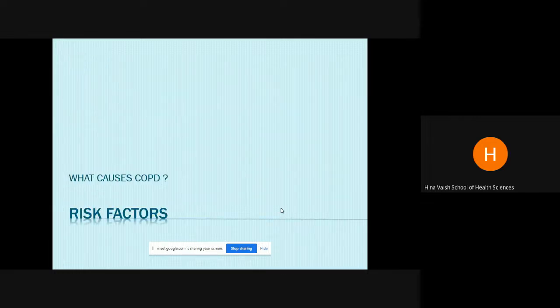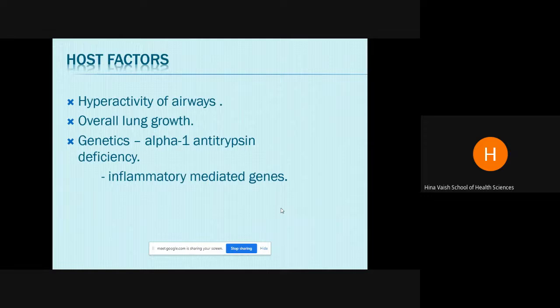Now, as I said that it is preventable. So if you know the risk factors, then to a certain degree you can prevent this disease or you can deal with it. Now, there are two kinds of factors. They are the host factors. Host factors means the factors which are within the person in whom the disease is happening, like the hyperactivity of the airways, then the overall lung growth. Then, as I said, it is composed of two components, bronchitis and emphysema. So, genetics play an important role, especially in case of emphysema, where there is a deficiency of alpha-1 antitrypsin. So, it is an inflammatory mediated gene, the deficiency of which may lead to further development of the disease.